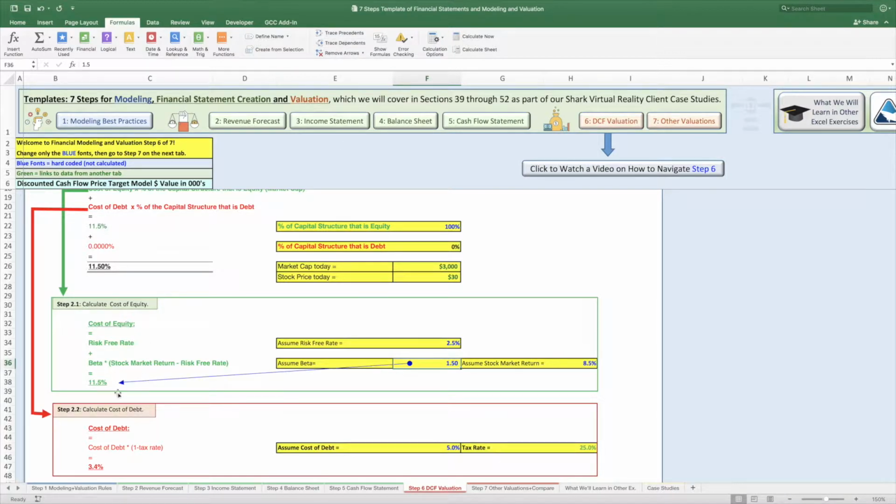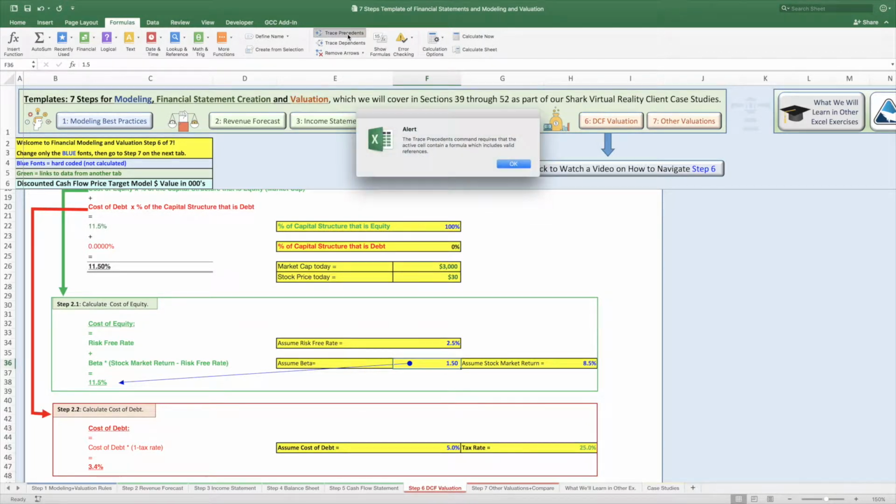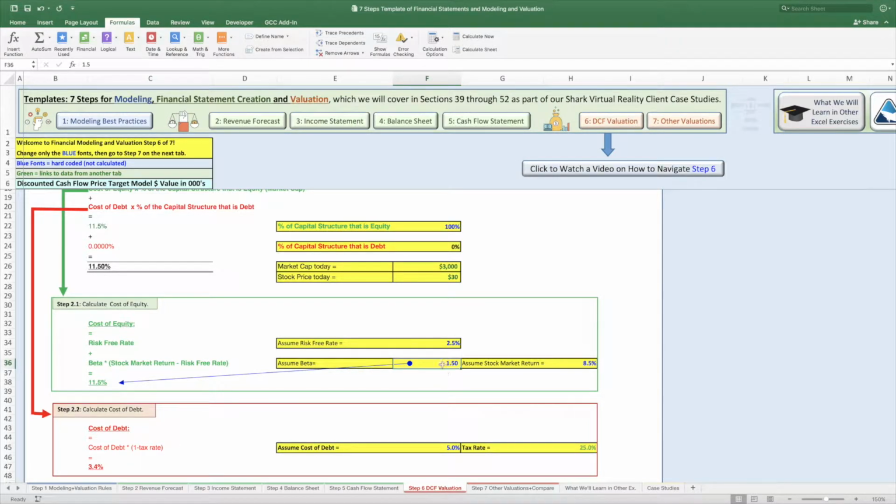So this cell here is dependent on this cell, right? And if I click trace precedence, nothing's going to come up, okay? You'll see why. Watch this. Nothing. Why? Because there's no precedence because this is blue. It's hard-coded, okay? Remove arrows, okay? Same thing here. If I click on trace precedence, nothing. It's hard-coded. But if I trace dependence, watch this. Isn't that cool? It feeds into there.